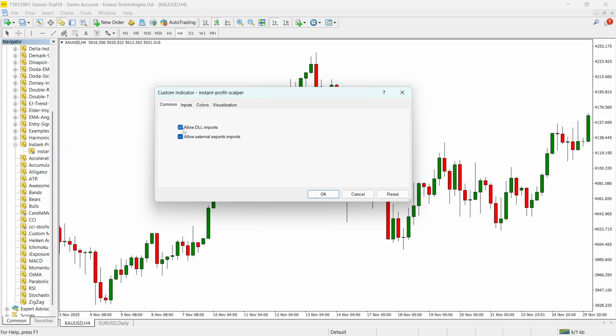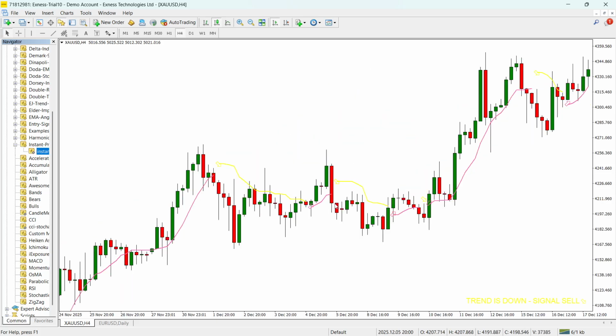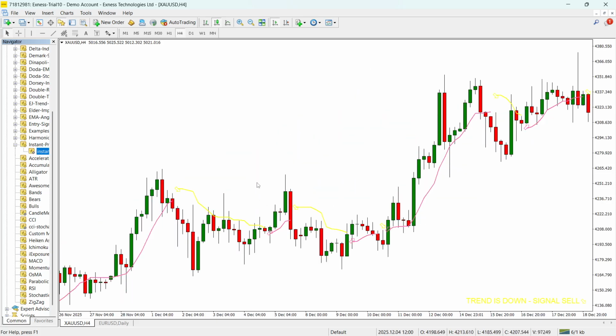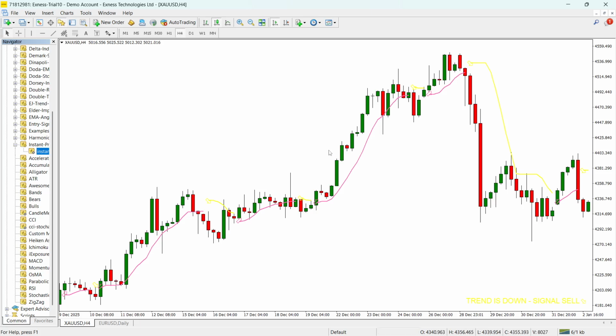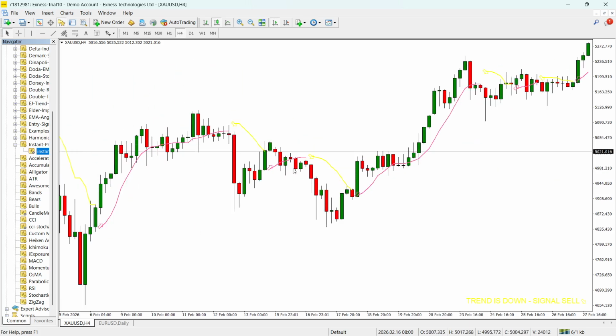Alright, remember to allow DLL imports, and there we have it on the chart. The Instant Profit Scalper Indicator displays directional arrows on the price chart, typically accompanied by additional visual elements such as trend bands or color-coded zones, as you can see. The arrows aim to highlight potential short-term momentum shifts, with buy arrows appearing during perceived bullish conditions and sell arrows during perceived bearish conditions.